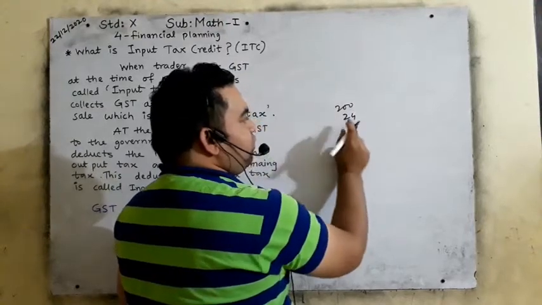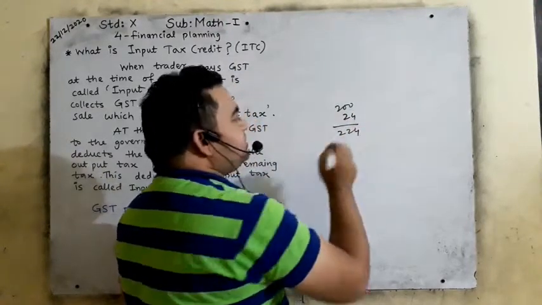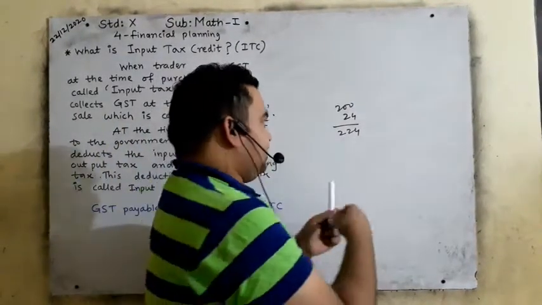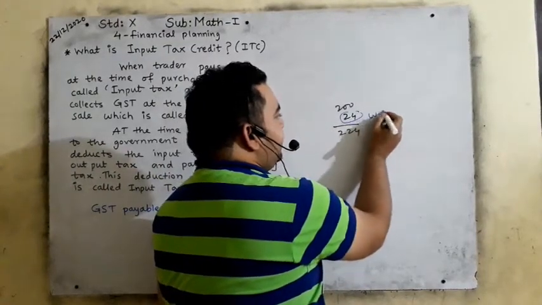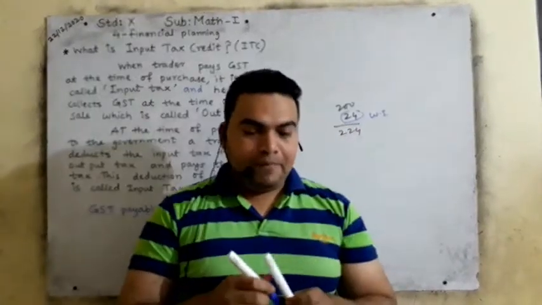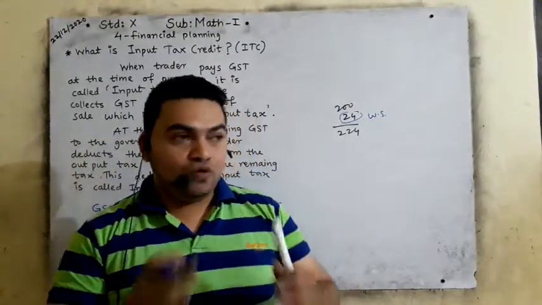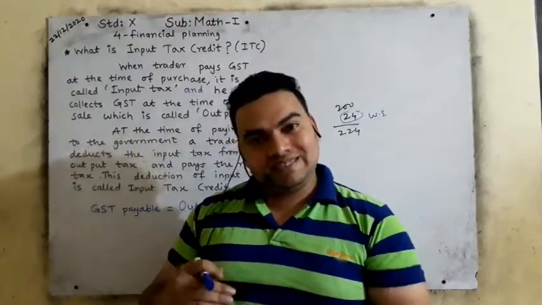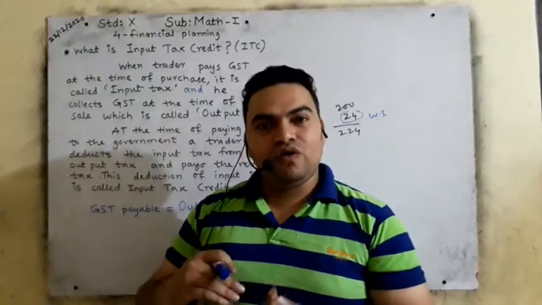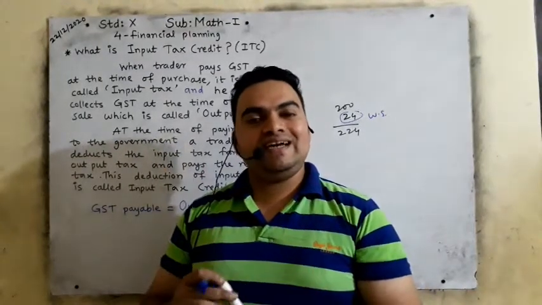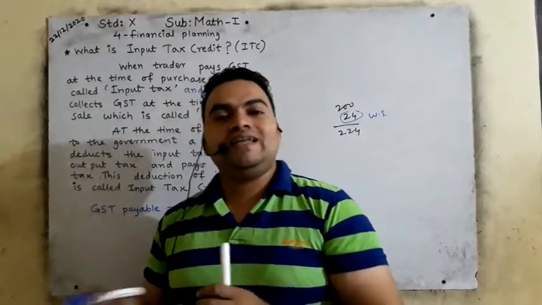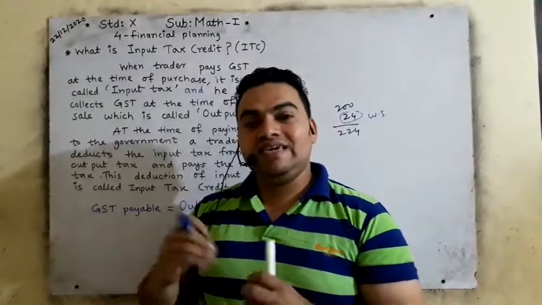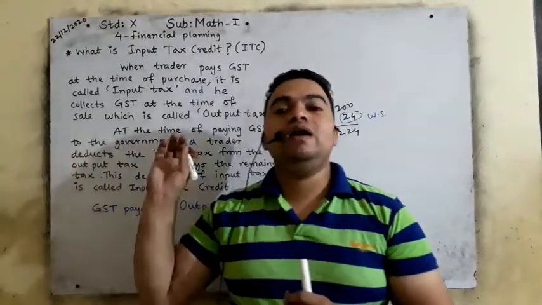It means 200 rupees was the price of that watch and 24 rupees GST. So in total the wholesaler paid 224 rupees, right? Remember this, 24 rupees GST the wholesaler paid to the manufacturer. So the wholesaler paid GST to the manufacturer, that is called input. It means at the time of purchasing the watch, the wholesaler paid 12% GST, that is 24 rupees, to the manufacturer, and that is called input tax, because at the time of purchasing he paid it.